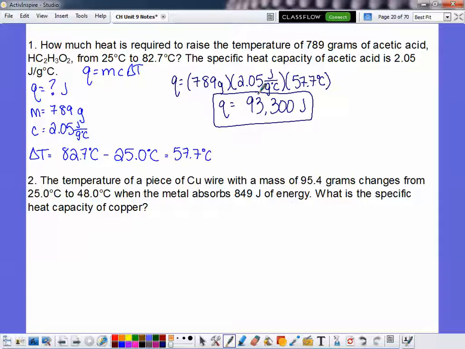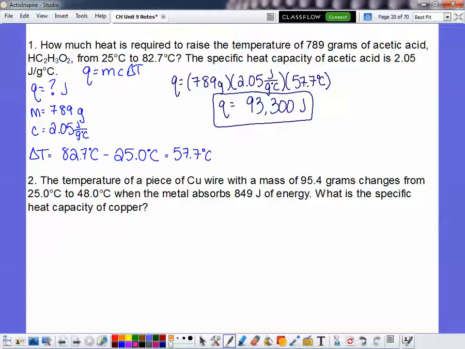Let's do the next one. As the temperature of a piece of copper wire with a mass of 95.4 grams changes from 25.0 degrees Celsius to 48.0 degrees Celsius, the metal absorbs 849 joules of energy. What is the specific heat capacity of copper?